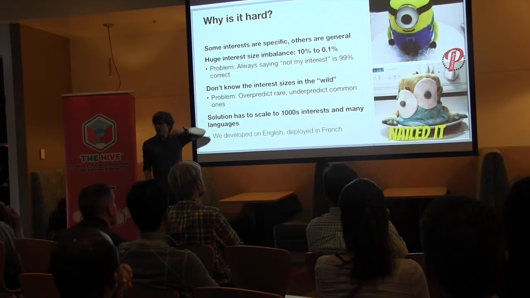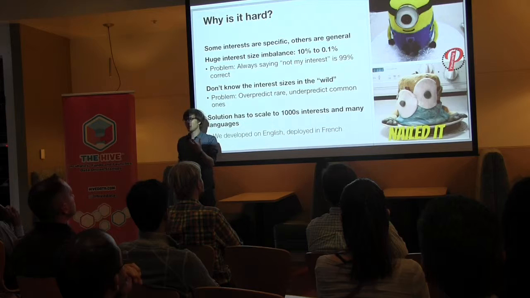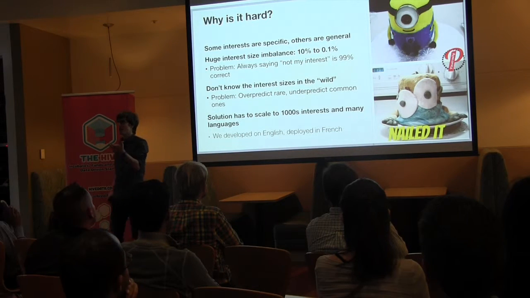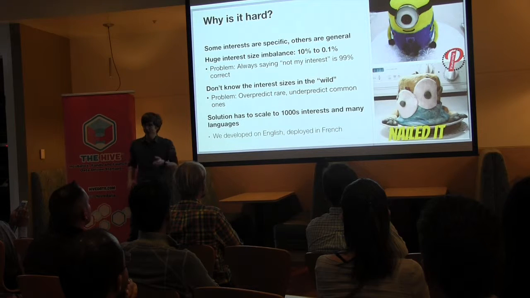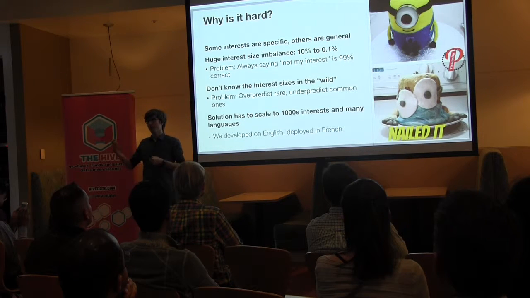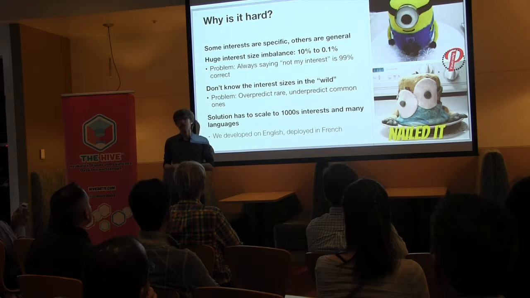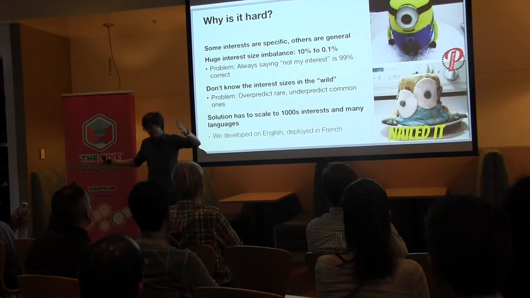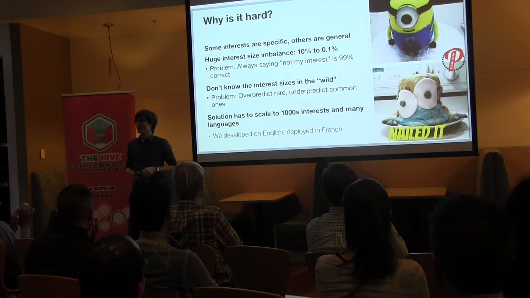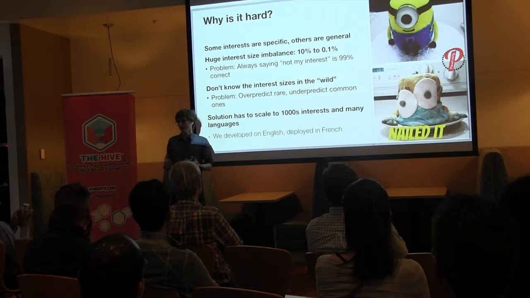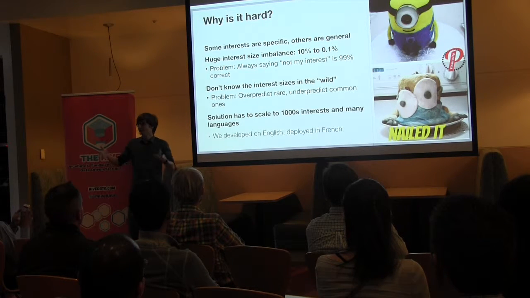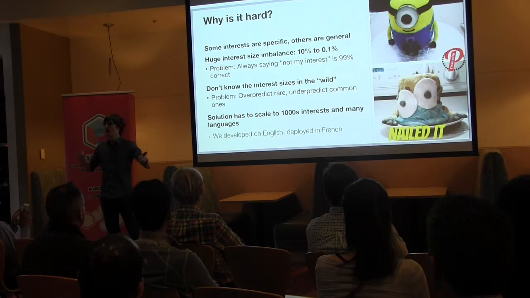So first is that some of these topics, some of these interests, are very general and some are very specific, right? So food is a very general interest, but lower back gray and white tattoos is a very specific topic, right? Another important thing is that these topics have a huge imbalance in sizes. For example, food is one of the most popular categories or topics on Pinterest, and I think around 10% of all pins or even more are about food.